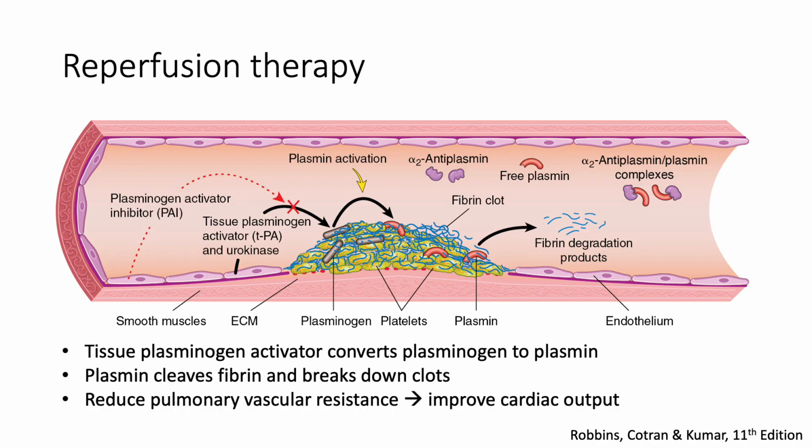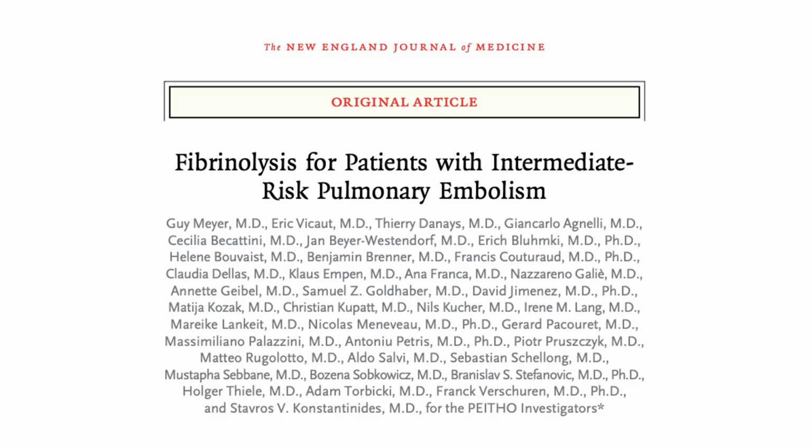So, tissue plasminogen activator, your body makes it, but we can also give it as a drug. It converts plasminogen to plasmin, cleaves fibrin, and breaks down clots. And if we can give that medication to somebody, we can break up that clot, reduce their pulmonary vascular resistance, and improve their cardiac output, hopefully save their life. But who actually will benefit from that treatment?